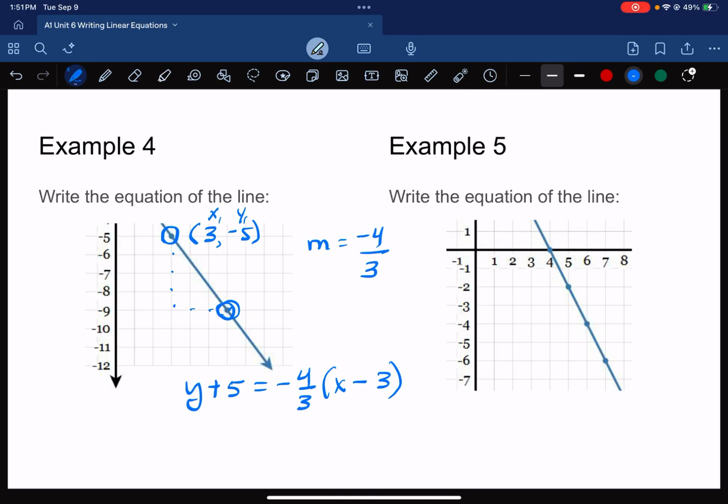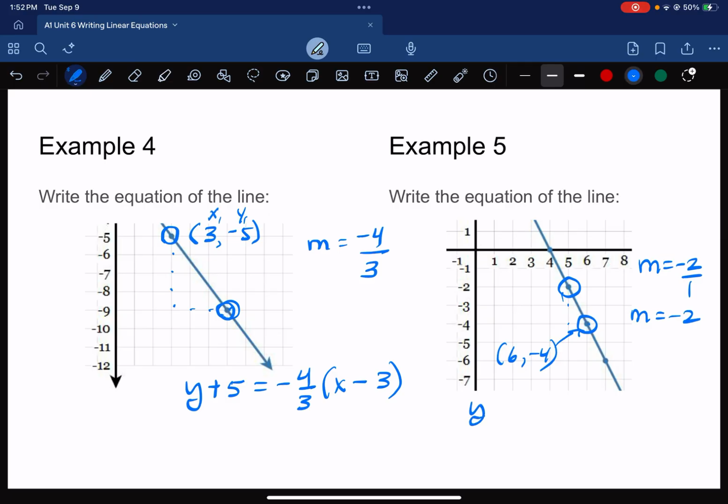So let's look at this next one here. So again, I don't see the y-intercept, but I can do slope. So I'm just going to pick these 2 points to do my slope with. So this goes down 2, right 1. So my slope is -2 over 1, or -2. And then I'll use this point right here. So that point is 6, -4.